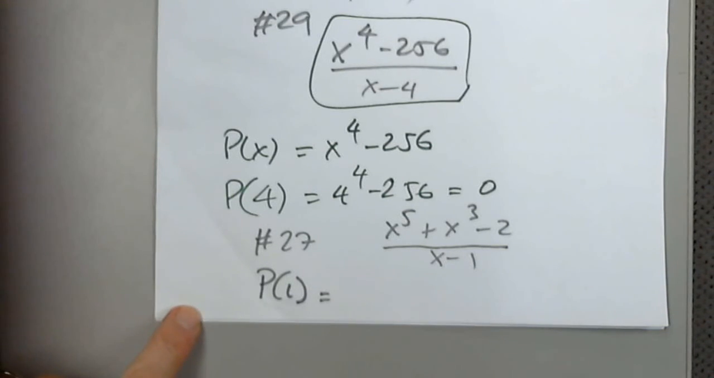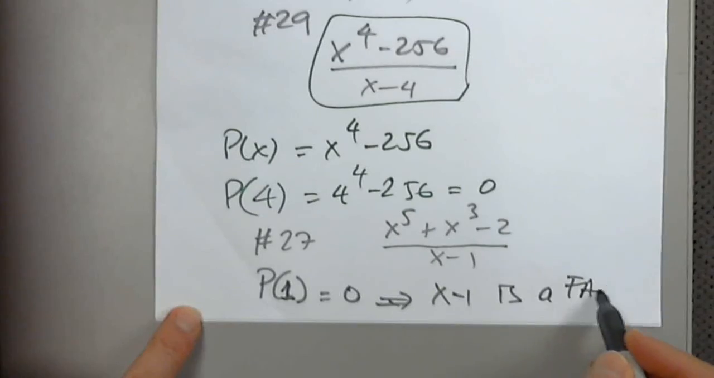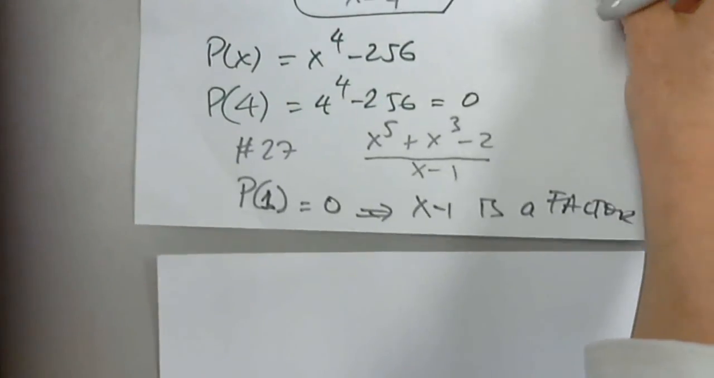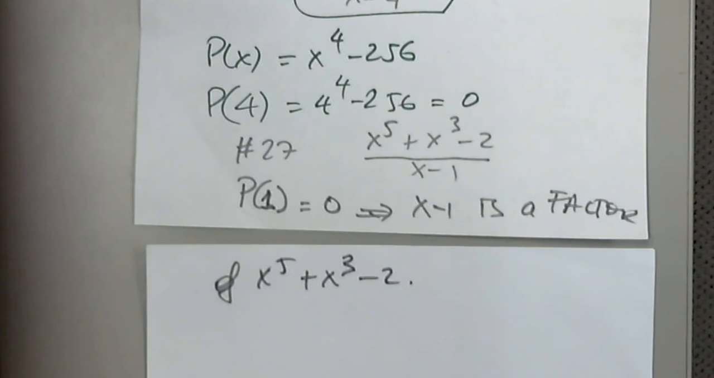So when you plug in 1, what do you get? 1 plus 1 minus 2. 0. So then I conclude x minus 1 is a factor of x to the fifth plus x cubed minus 2. Why? Because we determined that the remainder is 0.